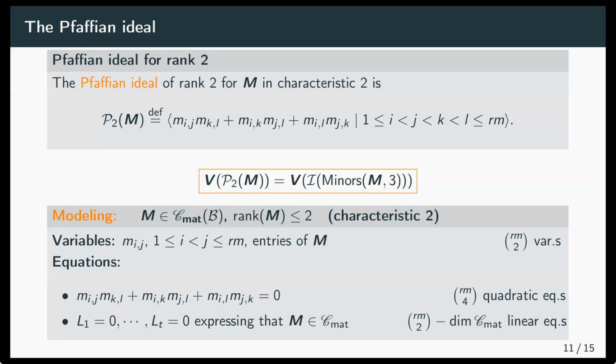So our modeling appears as follows. The variables are the entries of our formal matrix M. And then we have these Pfaffian equations and additional linear relations, expressing the fact that we are looking for low rank matrices not in the whole space of skew-symmetric matrices, but just in a subspace that is our matrix space. And we can count the number of such equations.